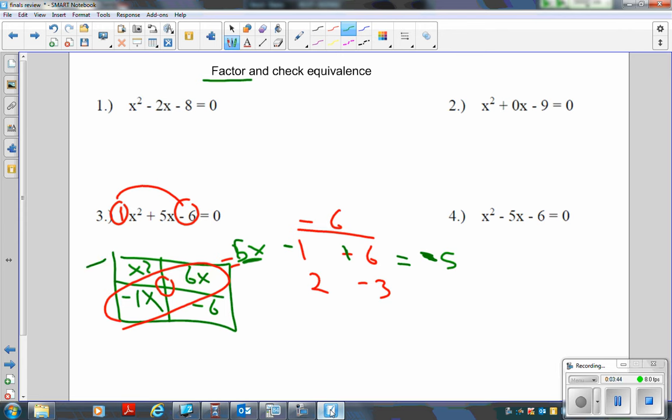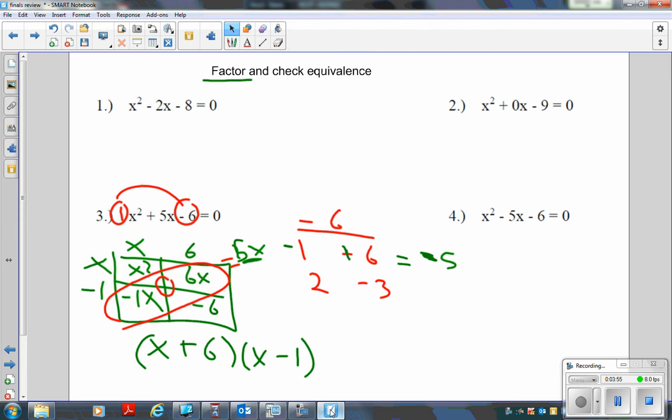Okay, these have an x in common. X times x is x squared. X times 6 is 6x. X times -1 is -6. The answer there is x plus 6, x minus 1. Let's try that again.